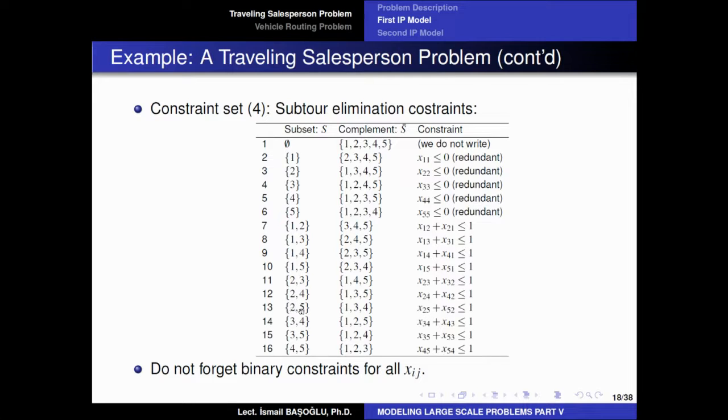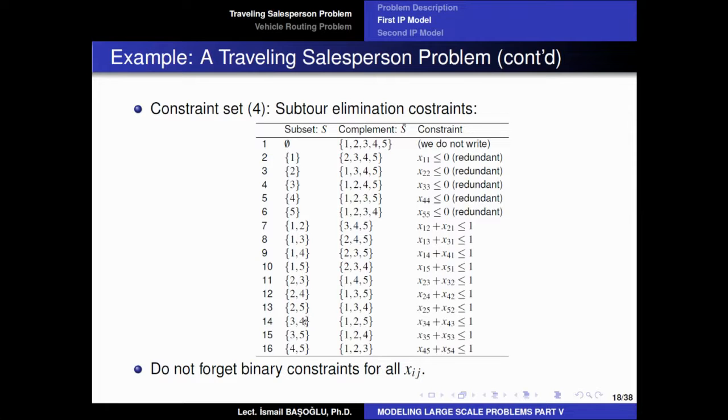Now, in order to write that constraint, we should write that among the edges within this subset 2, 5, x2,5 plus x5,2, only one of these 2 should be active. Only one, at most, by the way. Maybe none of these 2 edges will be active in the optimum solution. So we are saying that in a subset, among the active edges, the number of active edges must be at most the cardinality of that subset minus 1. The cardinality is 2. There are 2 elements here. 2 minus 1 is 1. So this means x2,5 plus x5,2 should be less than or equal to 1.